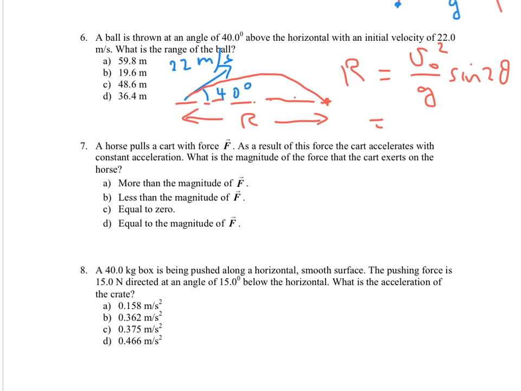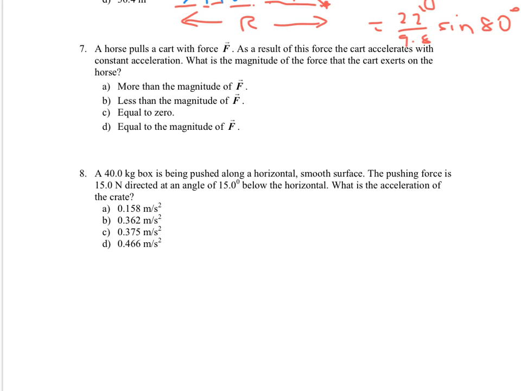So in this case, it is 22 squared divided by 9.8 times sine of 2 times 40, which is 80. And running to your calculator and working it out, you find that it is 48.6 meters. That's the range. All right, next problem.